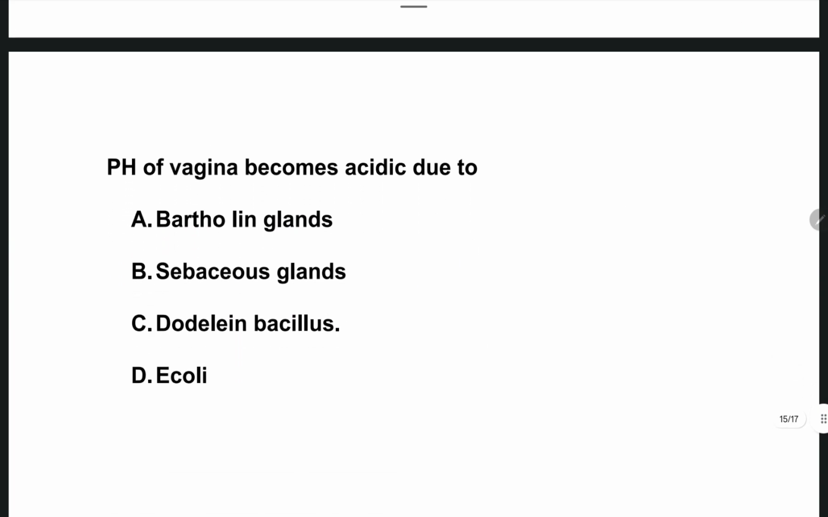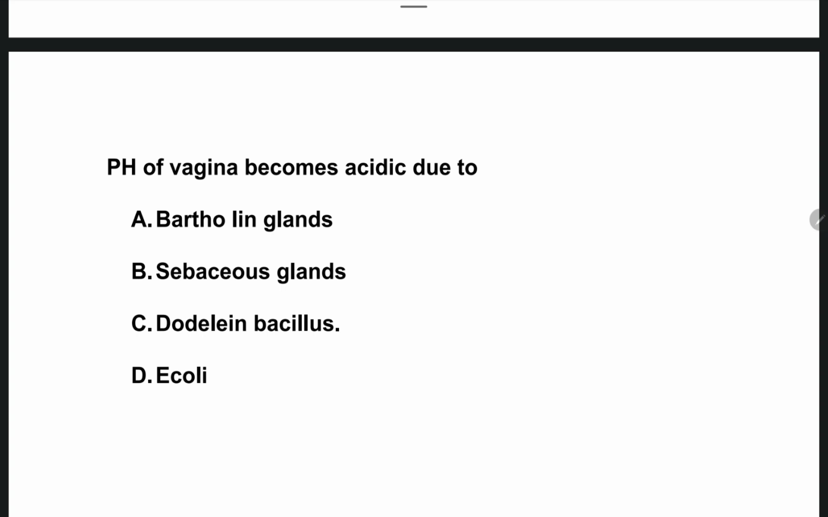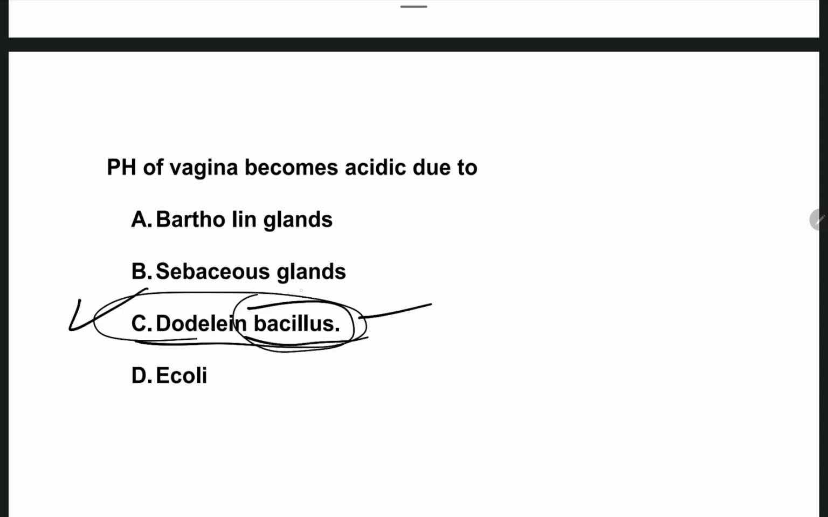The next one is: the pH of the vagina becomes acidic due to the presence of which? Bartholin glands, sebaceous glands, Doderlein bacilli, E. coli. The right one is option C, Doderlein bacilli. Due to the presence of this bacillus, it will convert the vaginal secretions from alkaline to acidic.